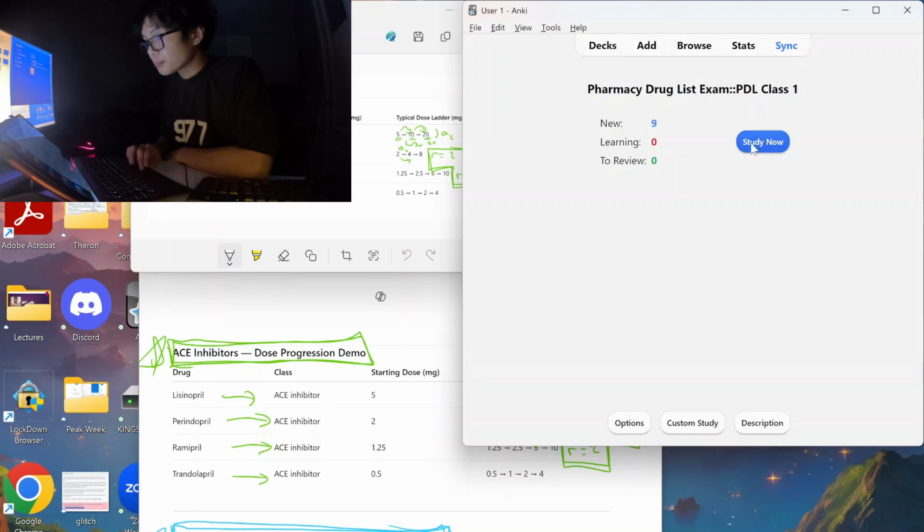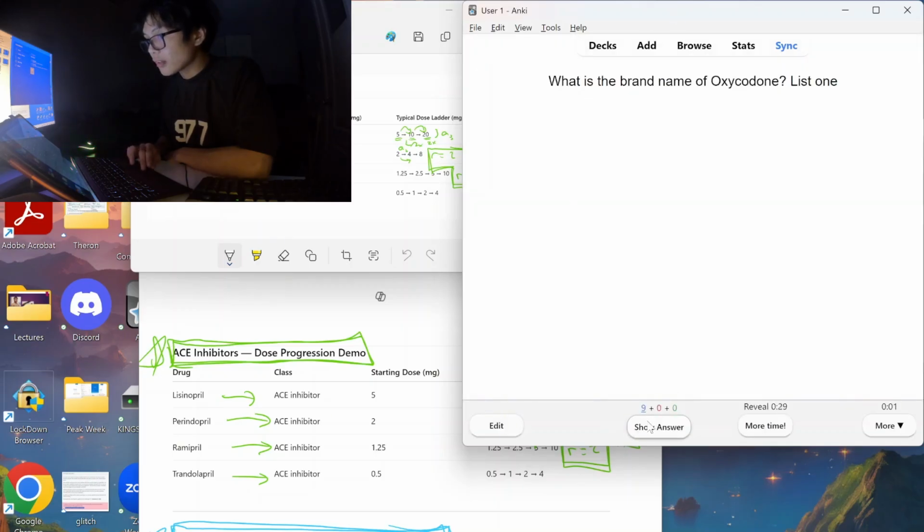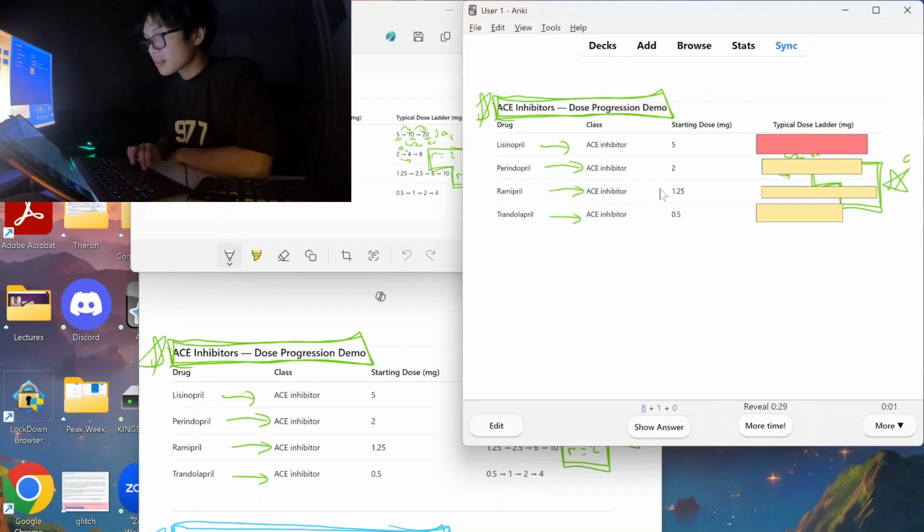So you can see here that all the other drug doses for perindopril, ramipril, and trandolapril are covered. The only drug that we're focusing on right now is lisinopril. Okay, it's the same thing for these ones as well.